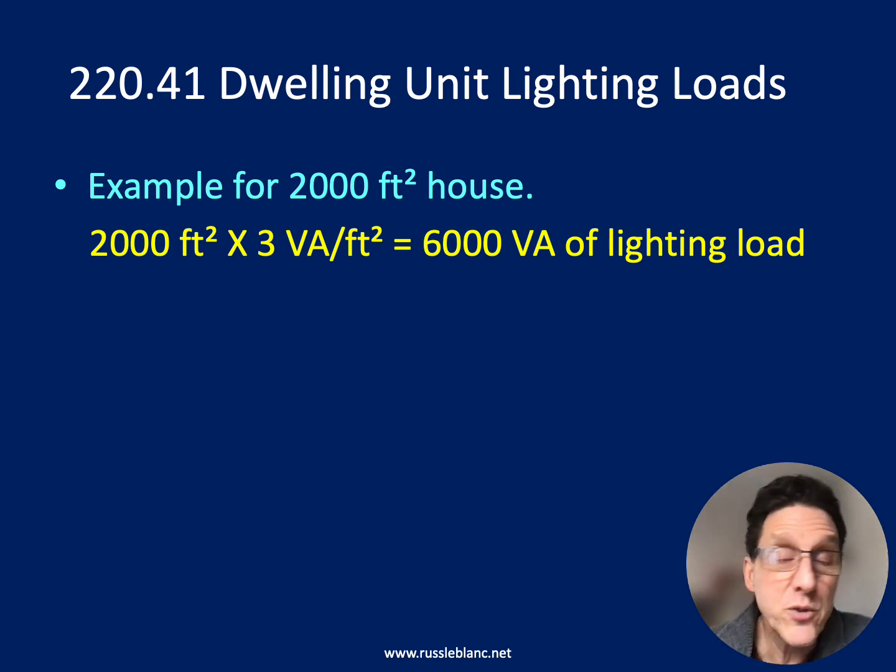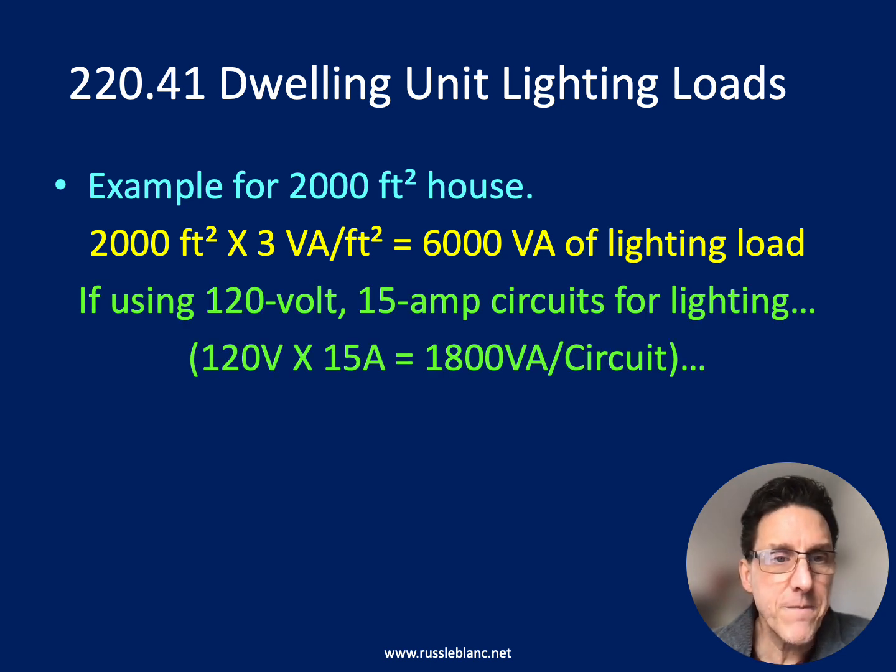And I think a lot of people use 15 amp circuits. So let's do that. Let's calculate how many 15 amp 120 volt branch circuits I would need for this 2,000 square foot house with 6,000 volt amps of lighting load. If you look on the screen, each 15 amp circuit at 120 volts provides 1,800 volt amps per circuit. So we have to distribute that 6,000 volt amps among those 1,800 volt amp circuits.